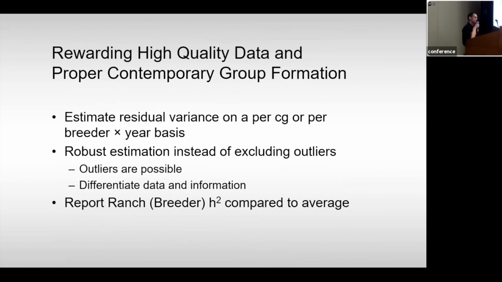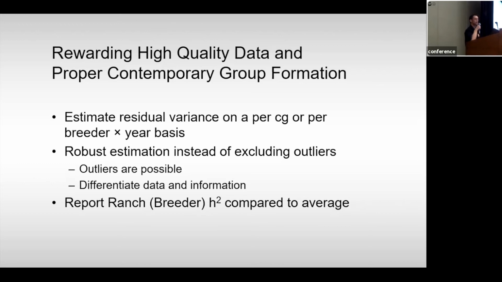We also think it's important, as we think about contemporary group structures, to reward high-quality data and proper contemporary group formation. One way to do this would be to estimate residual variance on a per contemporary group basis, and maybe that's too refined, but you could do it on a per breeder by year basis. So it's really the notion of heterogeneous residual variance. A way to think about that is we're saying that some data is better than other data. You can think about a metric that could be reported back to breeders as almost a within herd, or in this case, a within breeder by year kind of effect.